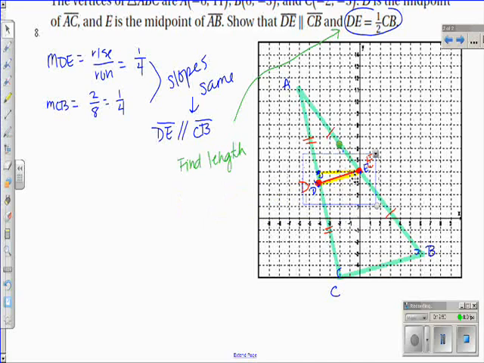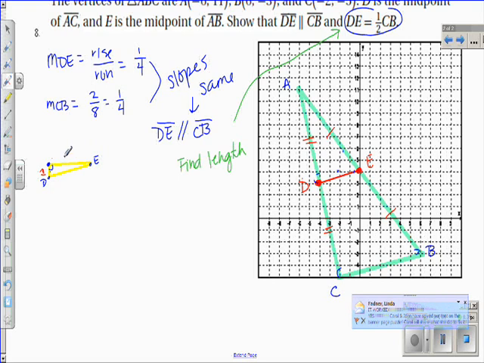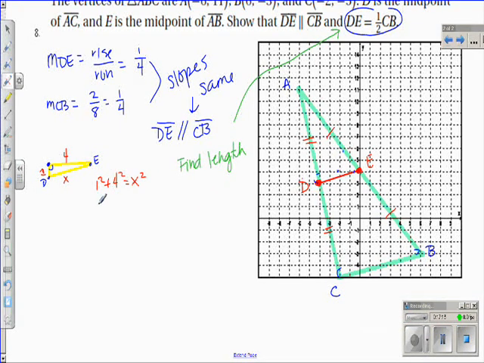If you were to put this back on here, we know that the length from D up to this point above it is 1 unit, right? So I can come over here, label this 1 unit. From this point to E, we can see is 4 units. So I can call DE x and use Pythagorean theorem. 1 squared plus 4 squared equals x squared. 1 plus 16 equals x squared. 17 equals x squared. So the square root of 17 equals x, which means that the length of DE is the square root of 17.